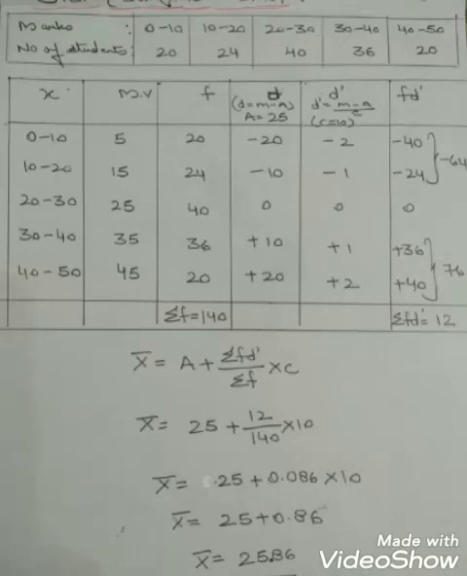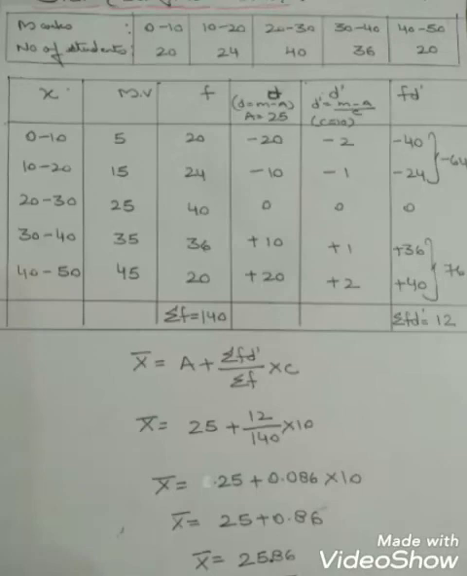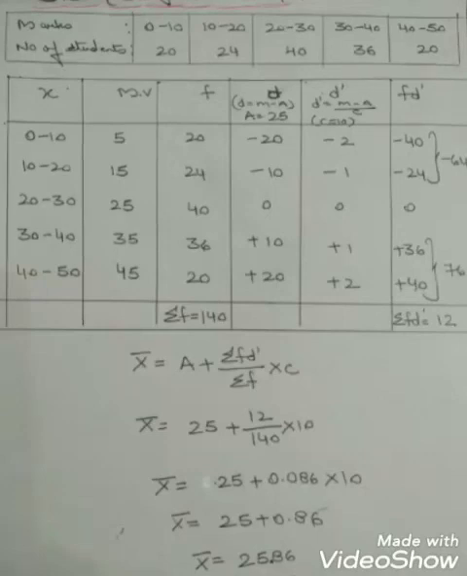Now the similar way as we did in the shortcut method, under FDI the minus figures are to be added together and the plus figures to be added together. When you added minus figures together, that is minus 40 minus 24, you got minus 64. And when you added plus 36 plus 40, you got 76. Now you will be deducting 64 from 76, and you get sigma FD as 12. Now again we'll be plugging it into a formula.